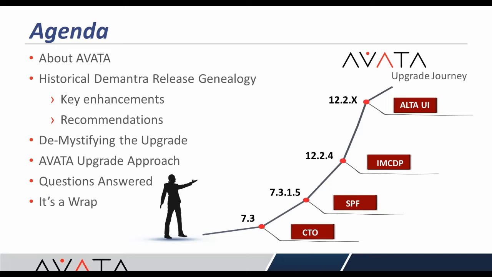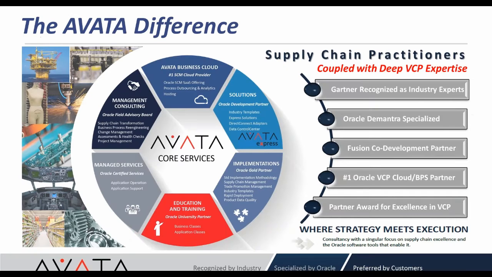We're going to cover the release genealogy of Demantra, going back to 7.3. We're going to go over some of the key enhancements over the last several years. And then we want to demystify the notion of what's involved in a Demantra upgrade, how might you go about it, and what is AVATA's specific approach. And then we're going to wrap it up with a Q&A.